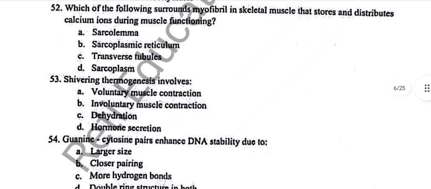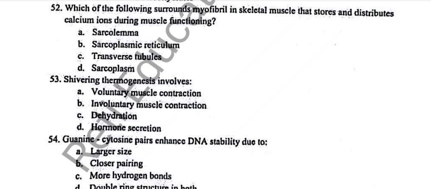Question number 53. Shivering thermogenesis involves A. Voluntary muscle contraction, B. Involuntary muscle contraction, C. Dehydration, D. Hormone secretion. And the correct option is B. Involuntary muscle contraction. Shivering generates heat through rapid involuntary skeletal muscle contractions.